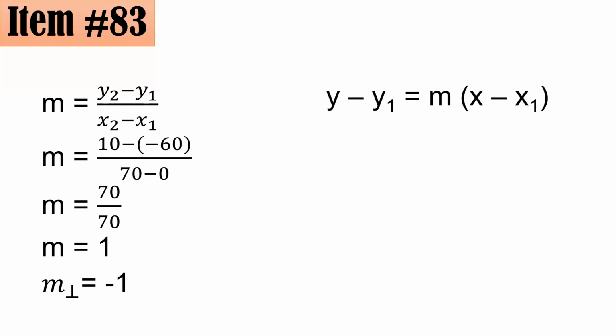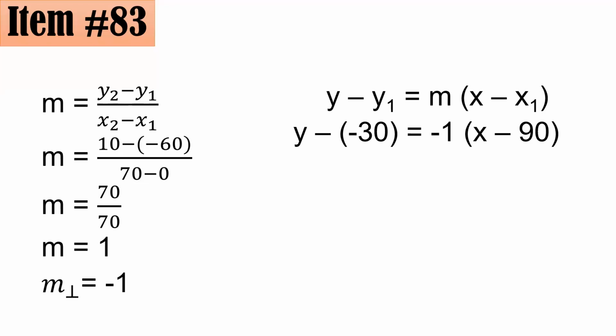That's why po, since meron na po tayong point at saka isang slope na -1, we can utilize now the point slope form of the line. Point slope form of the line, which is y minus y sub 1 equals m times the quantity x minus x sub 1. By substitution po, magiging y minus negative 30 equals negative 1 times the quantity x minus 90.